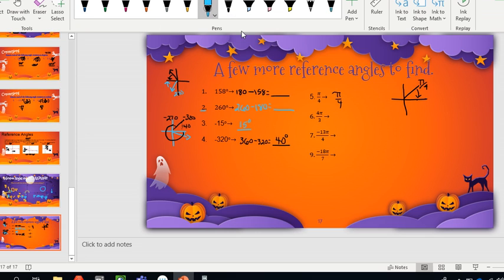Okay, let's look at the next one. The next one is 4 pi over 3. 4 pi over 3 is a little more than 1. 4 over 3 is 1 1/3, so that means it's a little more than 1 pi. Here's pi. It's down here, and it's 4 pi over 3. So that means I have to back up to get to pi.